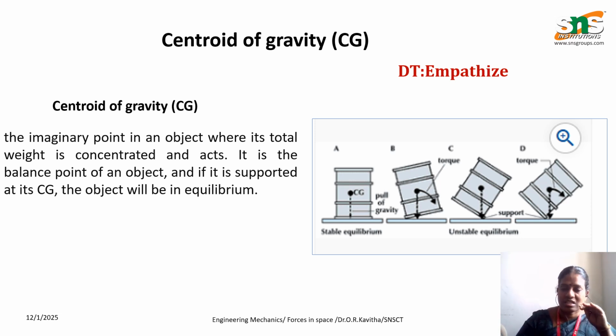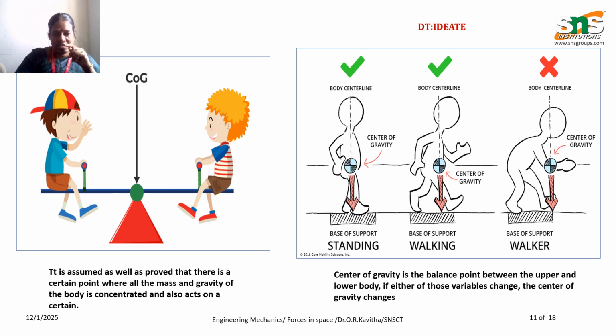Here you can see a stable equilibrium and an unstable equilibrium. In these cases the CG will not be at the center. Here I have given some examples. Two kids are sitting on a seesaw and playing, and here is the CG of this seesaw. The weights of the persons are the same, so the CG will be at the center. So you can see the seesaw in equilibrium.